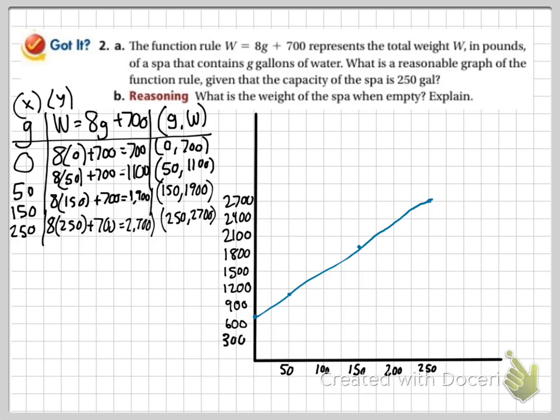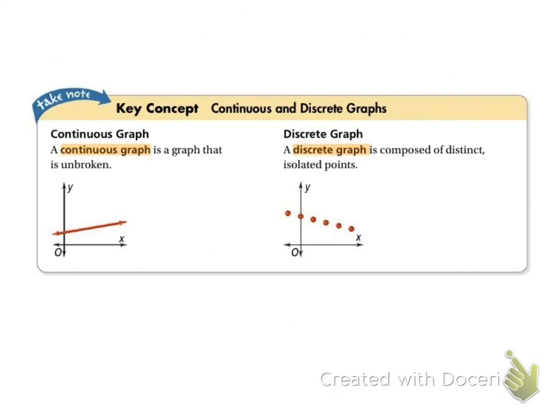And that's what my graph would look like. Okay, so when we're graphing, there's 2 different ways we can graph. It's called a continuous graph, and that's where we have our line, or a discrete graph where we just keep the points. So when we have the line, that means any point on this line I can choose will be a solution.